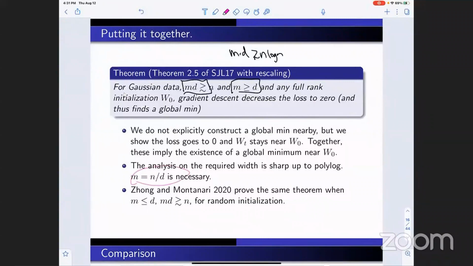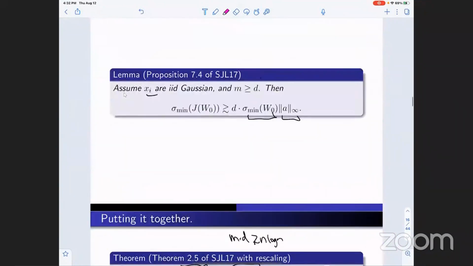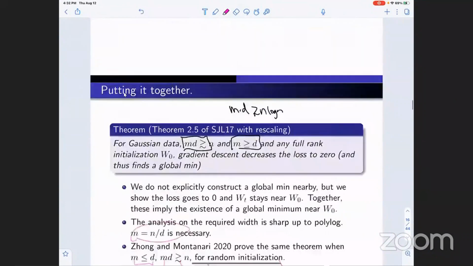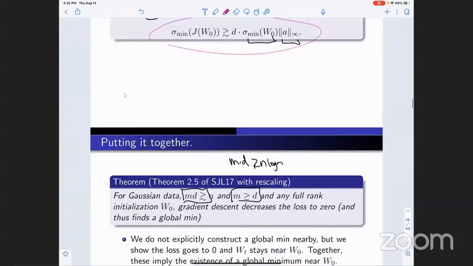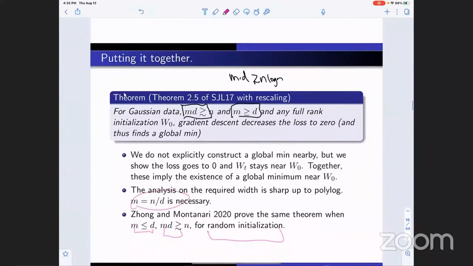up to polylog factors. And fairly recently, Zhang and Montanari proved sort of the other direction here. When M is less than D and MD is bigger than N, and W0 is random, they also proved a similar sigma min lemma. It's not exactly the same, but it suffices to get this theorem.